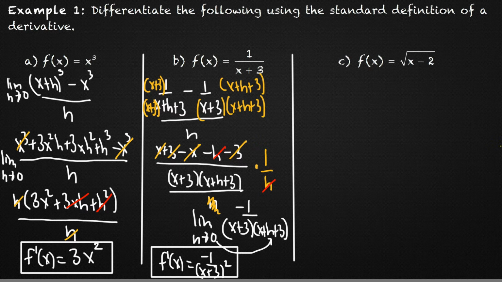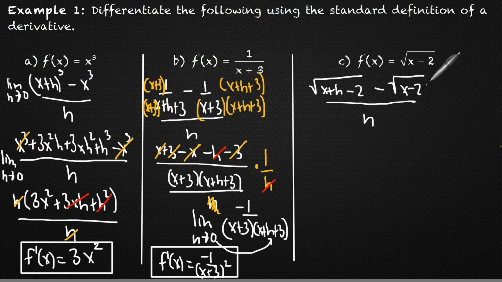All right, we got a lot of space for this one. Let's see if we can work this one out. We're going to plug in x plus h. So it's going to be square root of x plus h minus 2, minus f of x, which is just that, all of that over h. So we've seen these types of problems before. We need to use the conjugate method.